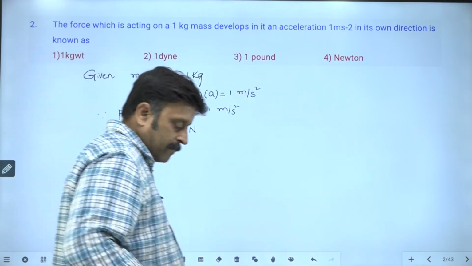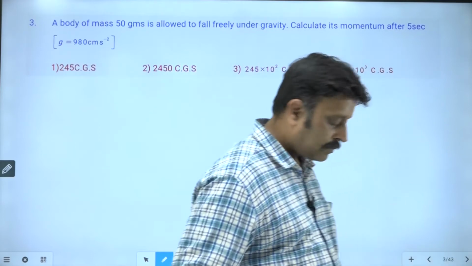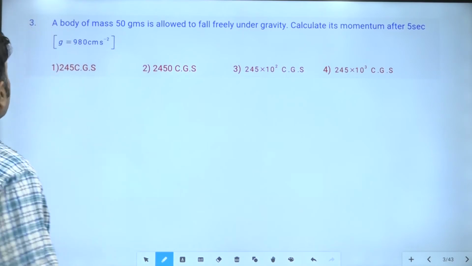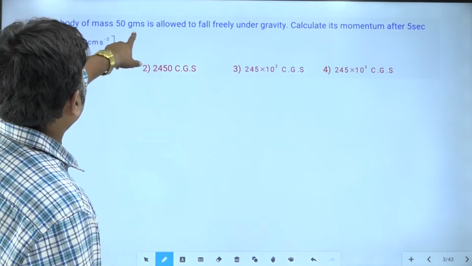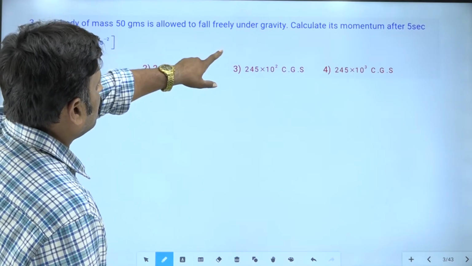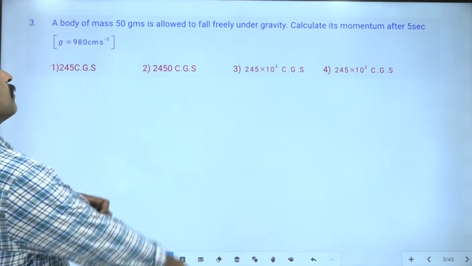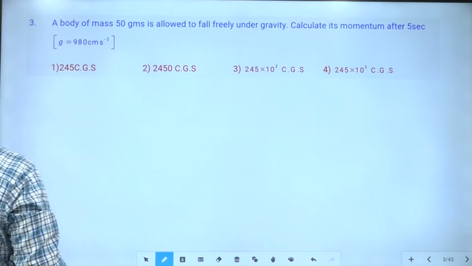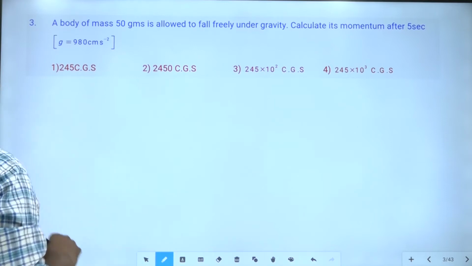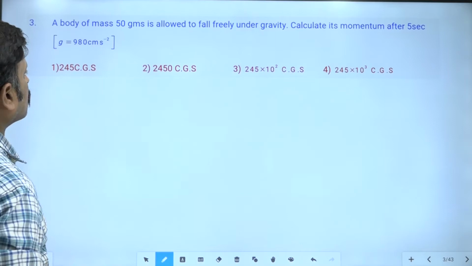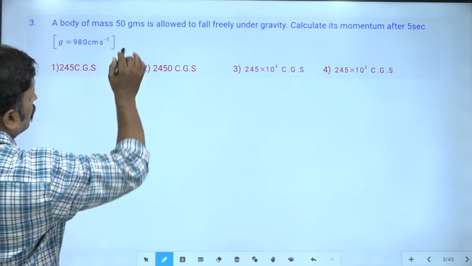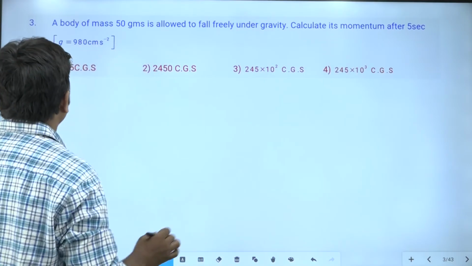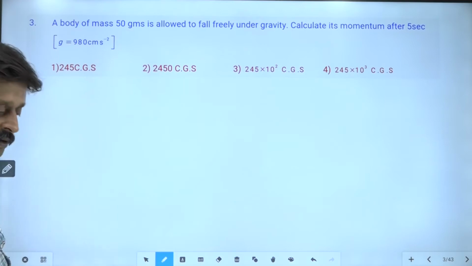Next one. A body of mass 50 grams is allowed to fall freely under gravity. Calculate its momentum after 5 seconds. In this problem, acceleration due to gravity, you are asked to take it as 980 centimeter per second square, CGS system. See, all are in CGS system only. Grams is in CGS system, the mass; time is of course 5 seconds. G value is 980 centimeter per second square.